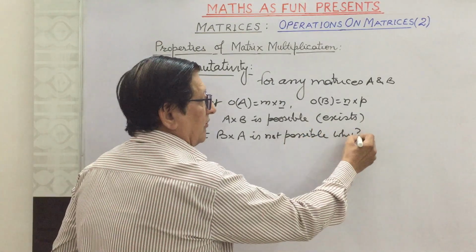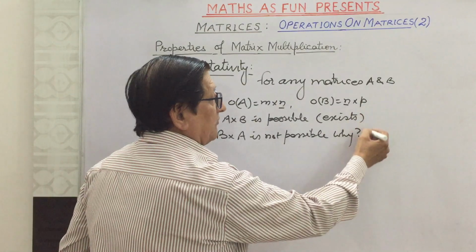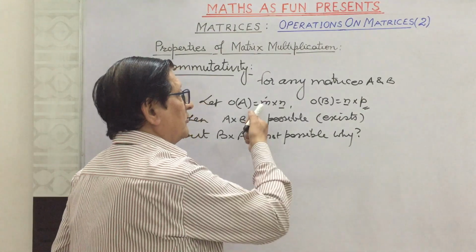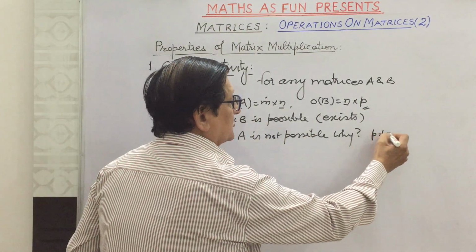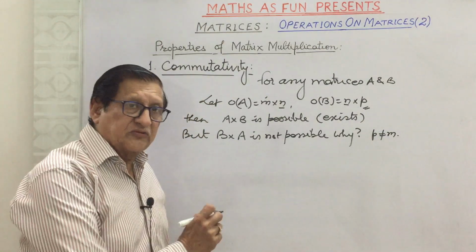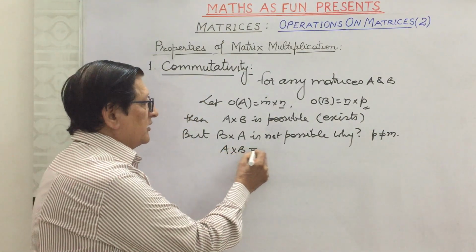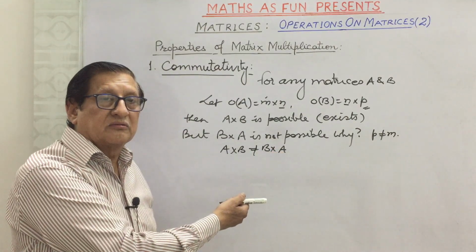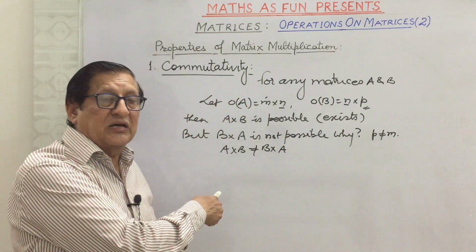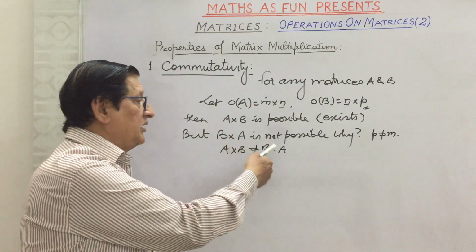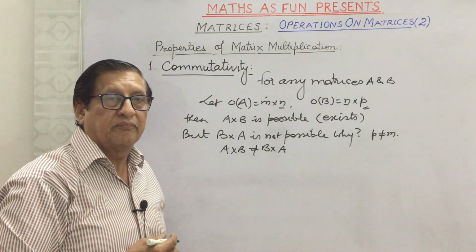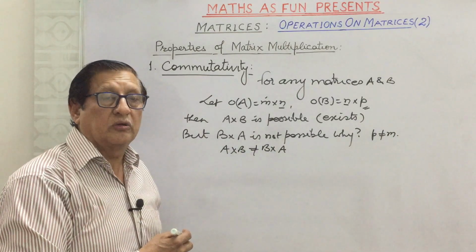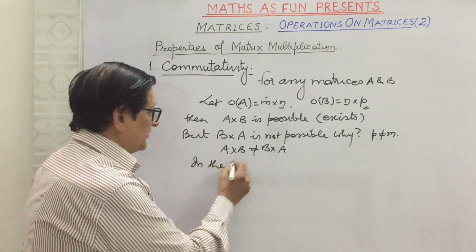Why? Because the number of columns in B is not equal to the number of rows in A, that is p is not equal to m. It means we can say that A into B is not equal to B into A, since B into A does not exist. The second thing, in the previous example also we have seen that A into B is not equal to B into A. It means in general cases we are finding that A into B is not equal to B into A.